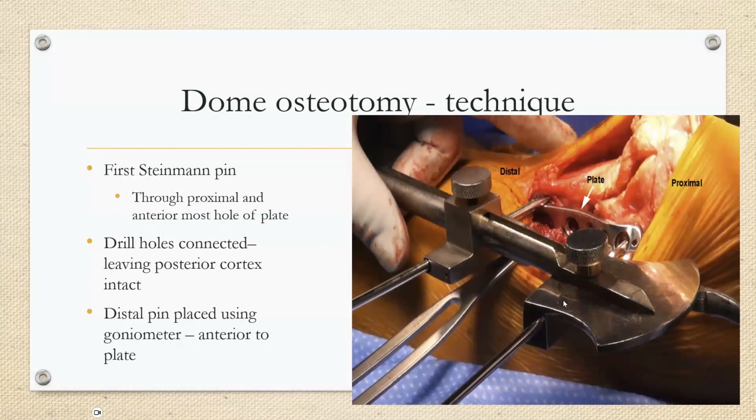Again, this is placed using the goniometer. As you can see, in this goniometer the preformed angle of correction can be predetermined, and that will angulate the pin at the set angle. So to achieve the correction, basically we just have to try to get these pins into parallelism, and that will achieve the necessary correction.